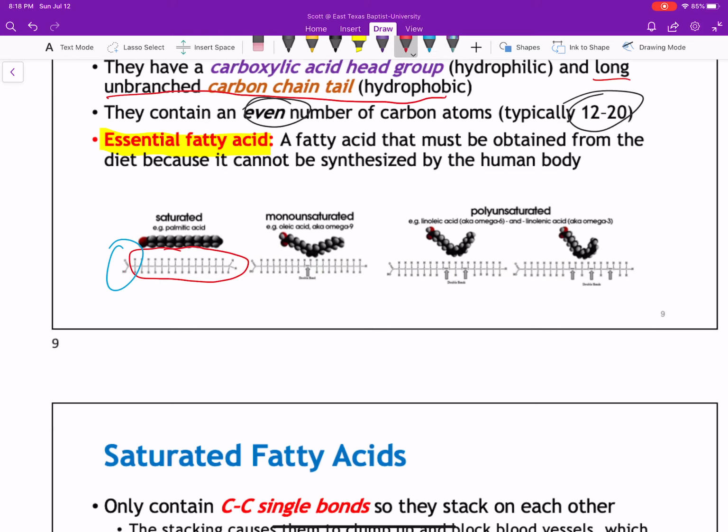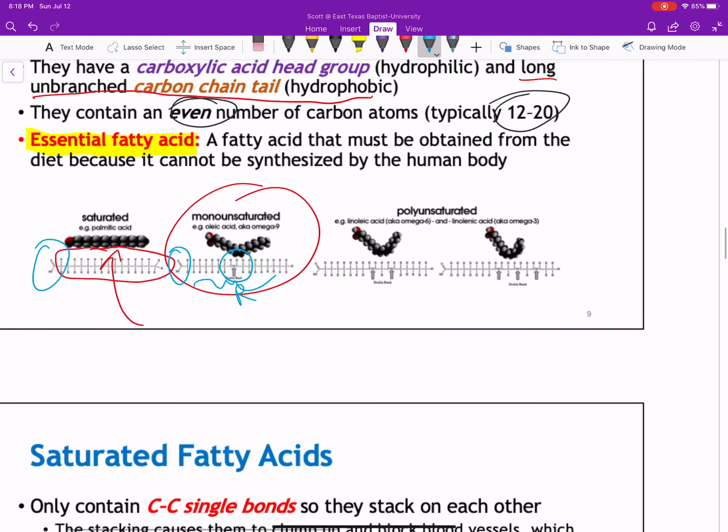Then you have monounsaturated, which kind of converts it from a linear-looking fatty acid to one with one kink in the chain, okay? And that kink is due to the presence of a double bond, a CC double bond right there. So you still have this as the R group, that being an even number, 12 to 20 carbons in length, hydrophobic. It still has that hydrophilic head group, the carboxylic acid. The only difference between the saturated and the monounsaturated version, mono being one unsaturation, is the presence of a double bond, or CC double bond, or an alkene, if you will.